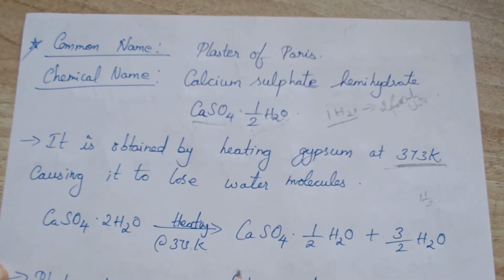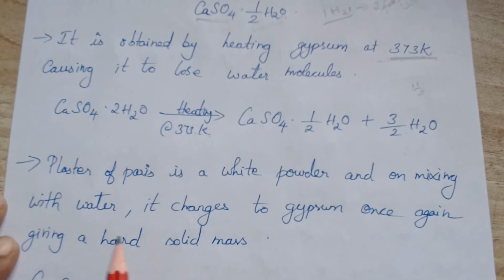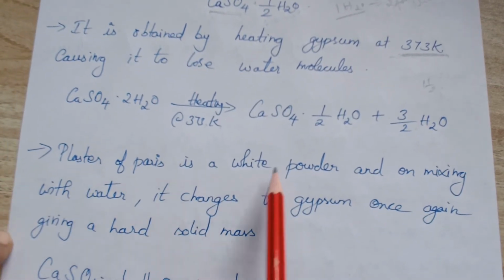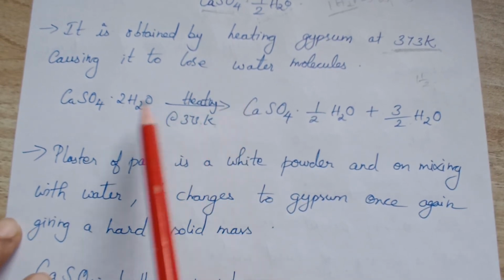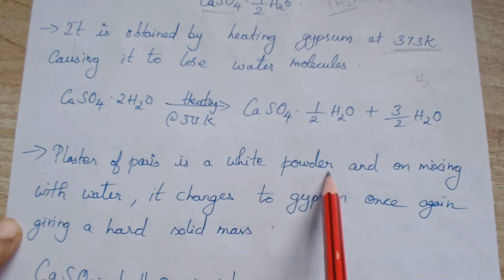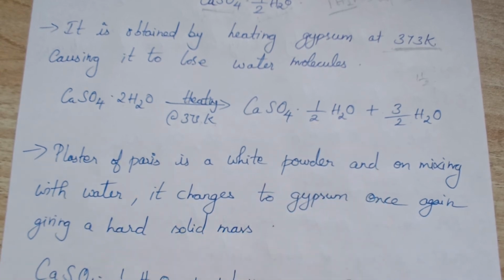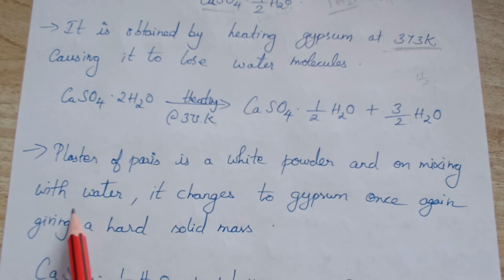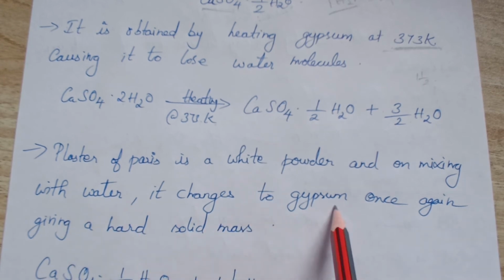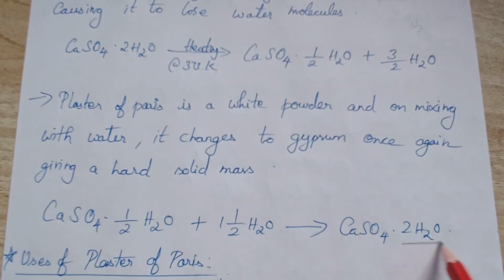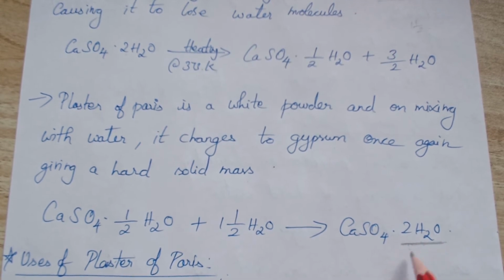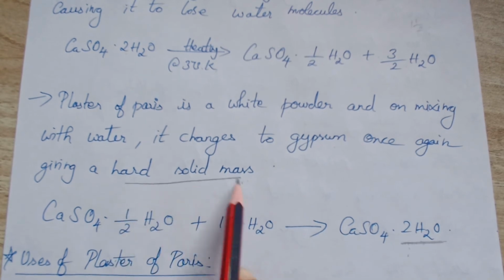Next, this plaster of Paris is a white powder. All the water molecules are lost, so it becomes a white powder. And if you mix water with that, it again changes to gypsum, once again giving a hard solid mass, because this gypsum contains two water molecules. That means it is not in slurry form, it is in crystalline form. That's why it gives a hard solid mass.